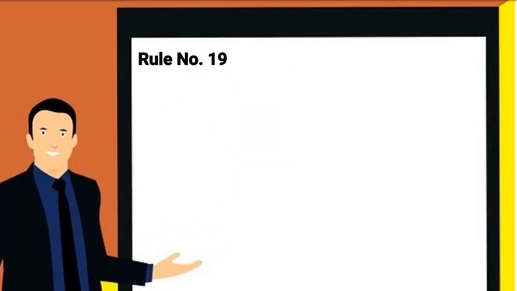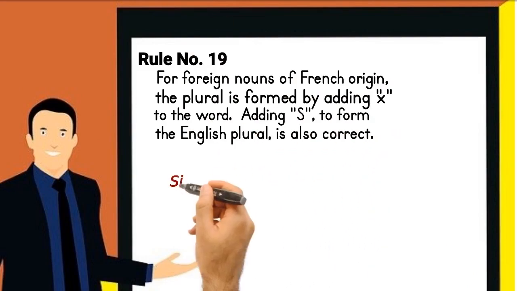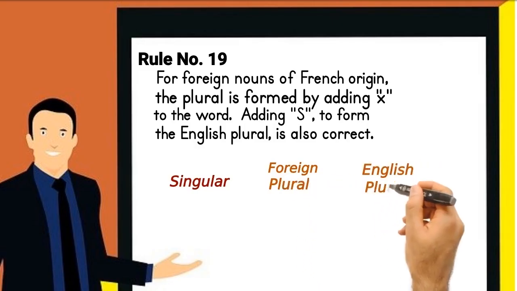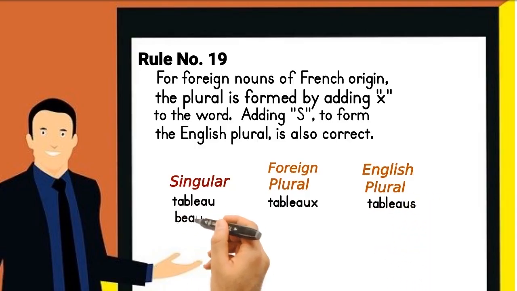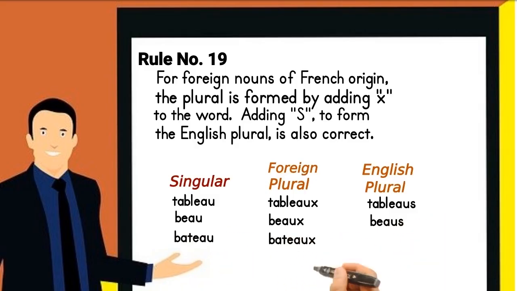Rule number 19. For foreign nouns of French origin, the plural is formed by adding x to the word. Adding s to form the English plural is also correct. For example, tableau, tableaux, also tableaus; bow, bows; bateau, bateaux.